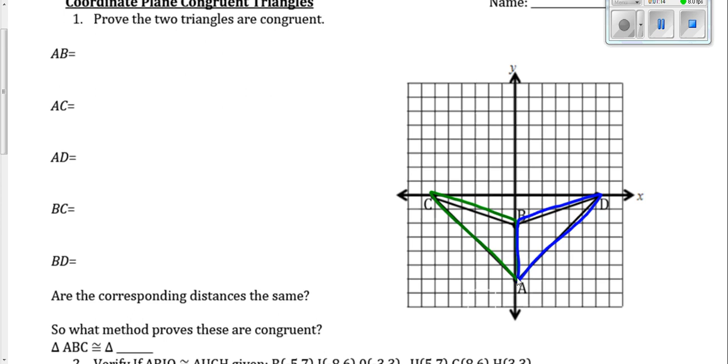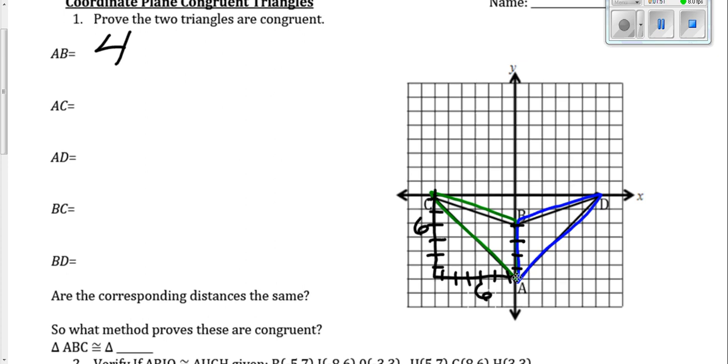So let's start with line AB. Now AB is a vertical line, so I don't have to draw my triangle step. I can just count boxes. 1, 2, 3, 4. So the length of AB is 4 in both triangles. Good. All right, let's take a look at AC. So I can go from A, draw a line over, draw a line up to C, and I'll count my side lengths. 1, 2, 3, 4, 5, 6.